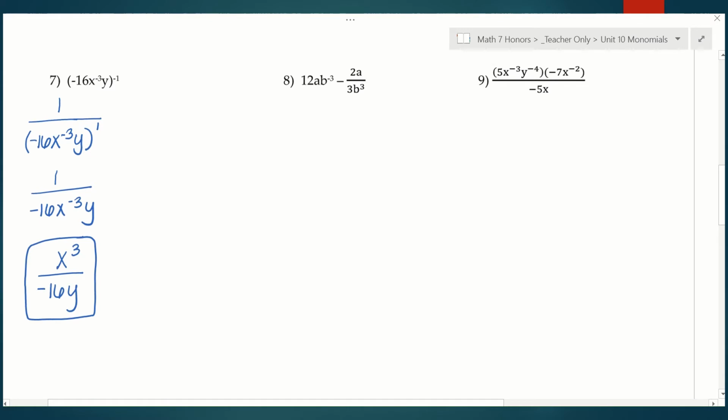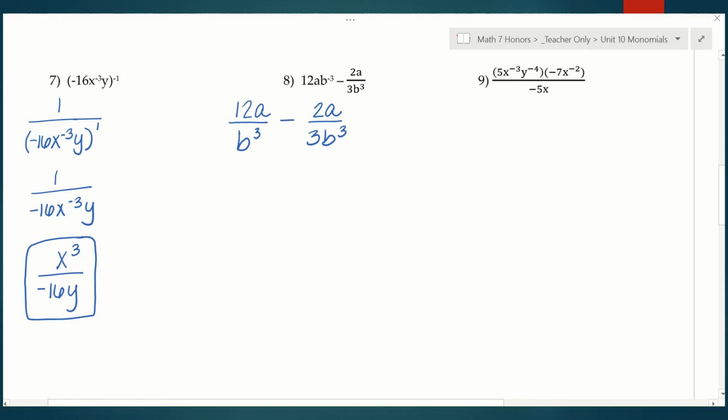All right, number 8. What is going on here? Let's see. So what I would do first is I would rewrite that first monomial to get rid of my negative exponent. So I'm actually going to write this as 12a over b to the 3rd. And then this other monomial I have here, there's nothing for me to divide, so I'm actually just going to leave it 2a over 3b to the 3rd.